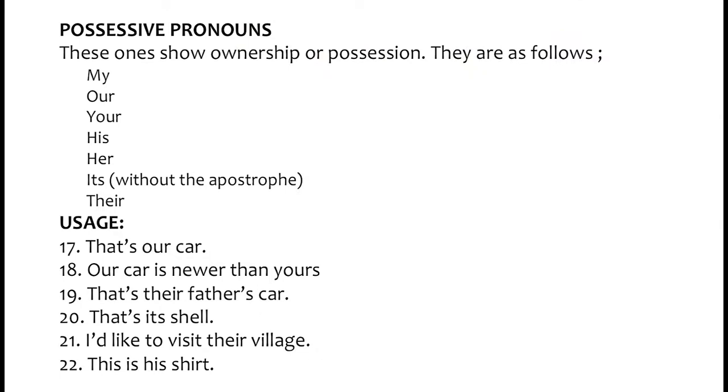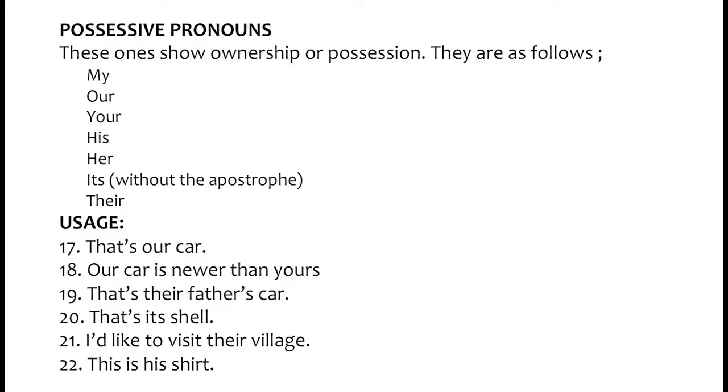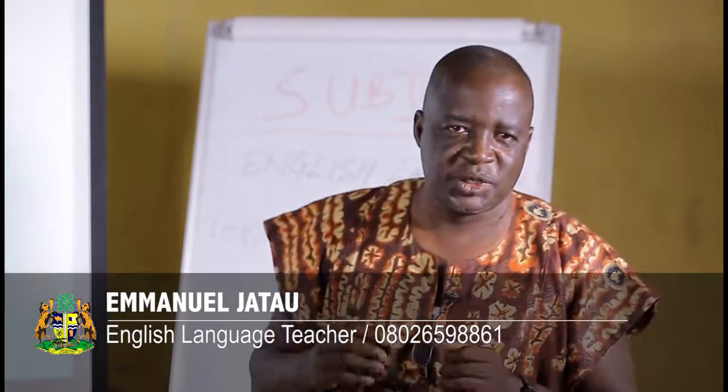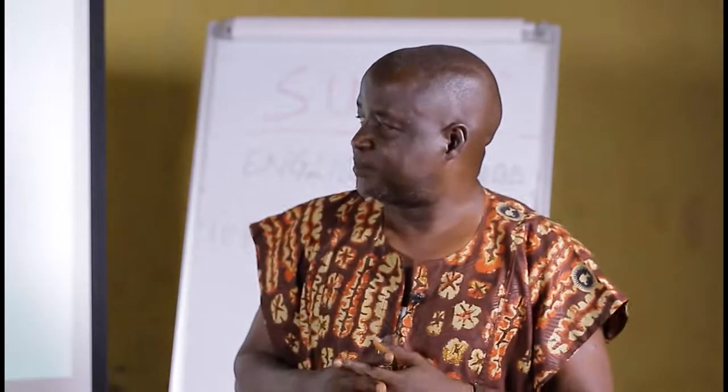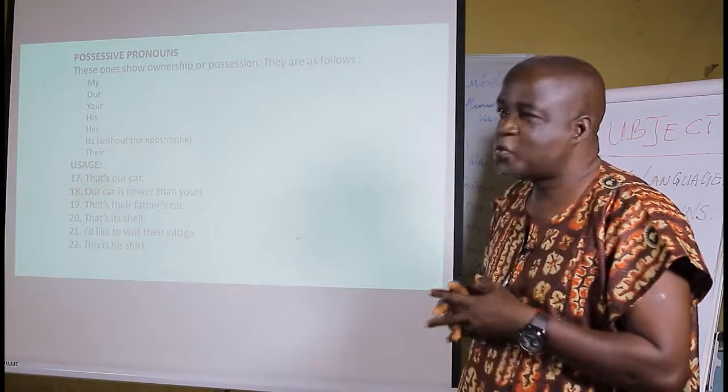Possessive pronouns. These ones show ownership or possession. They are as follows: my, our, your, his, her, its, their. Usage. That's our car. The word our shows who the car belongs to. Our car is newer than yours. Yours also show ownership, just as much as our. That's their father's car. Their shows who the car belongs to.